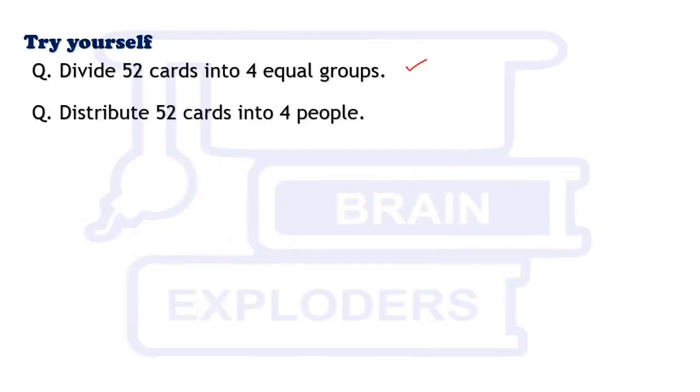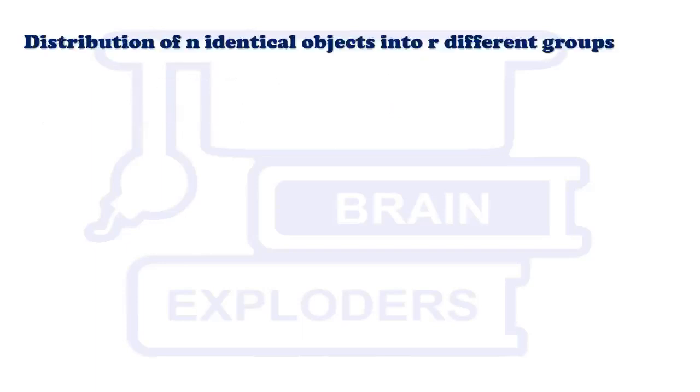So here are 2 questions for you. If you got the concept, you will be able to do this. Divide 52 cards into 4 equal groups, and distribute 52 cards among 4 people.